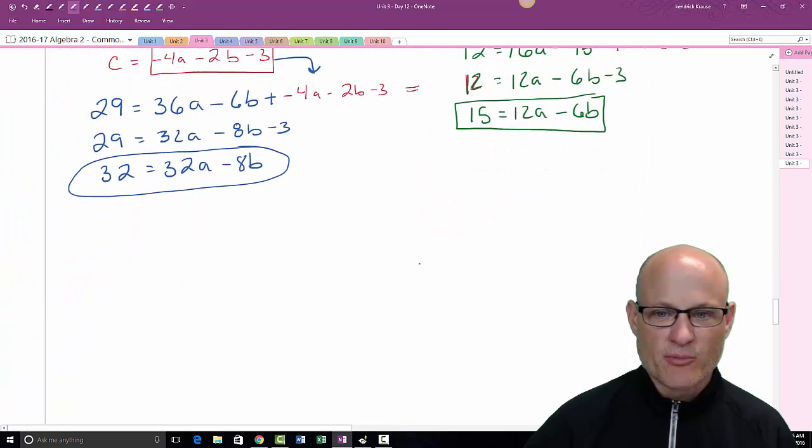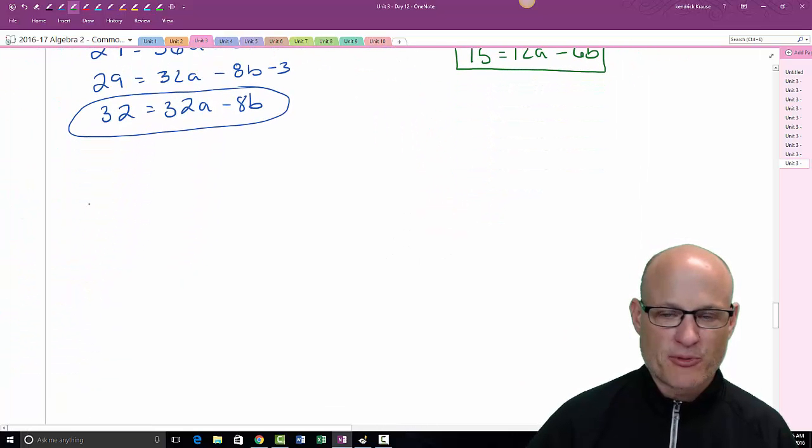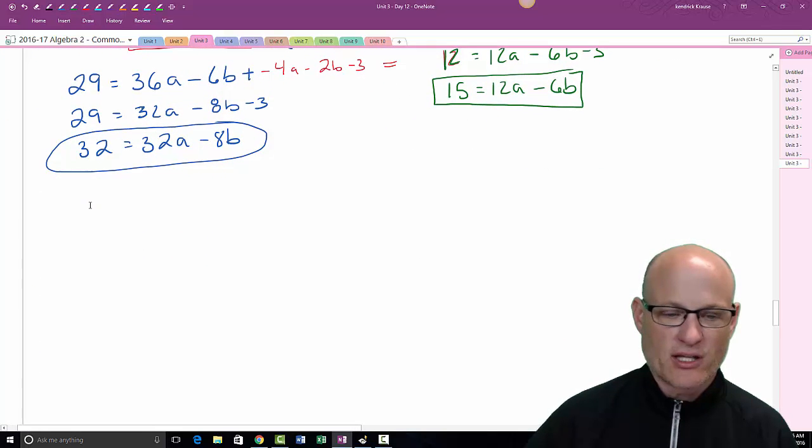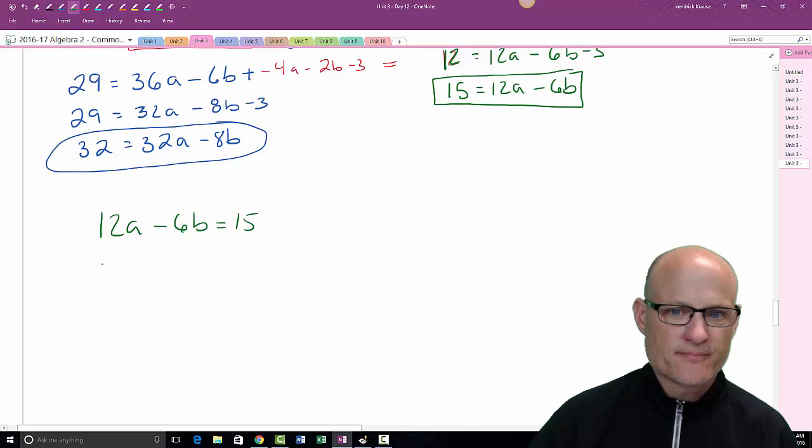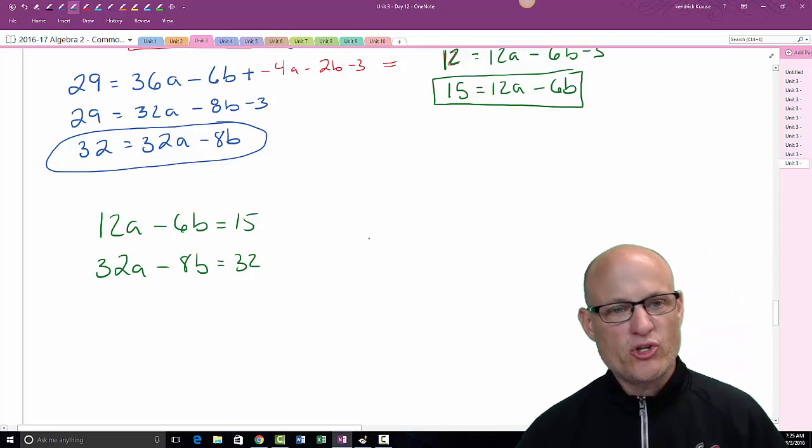All right, those are the two equations I'm going to use, but I'm just going to put the numbers on the right because I hate having the numbers on the left. I don't know, it's just my own thing. So 12a minus 6b equals 15, and 32a minus 8b equals 32. These numbers are so huge.